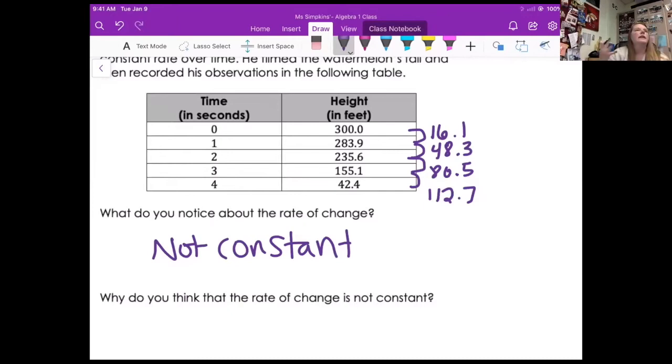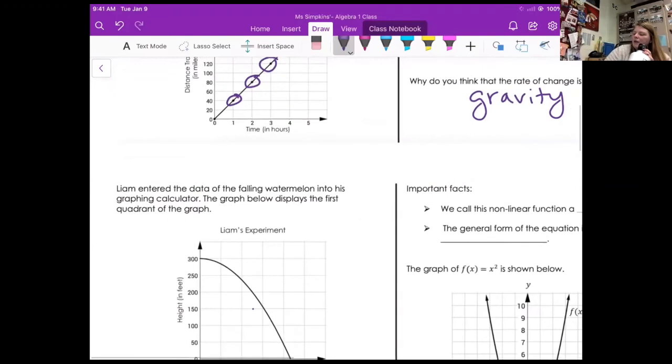So why is the rate of change not constant? We just talked about that. Because gravity is a thing. Hence why when we shoot the basketball, it doesn't just travel up into the air forever. That would be kind of cool, but it doesn't.